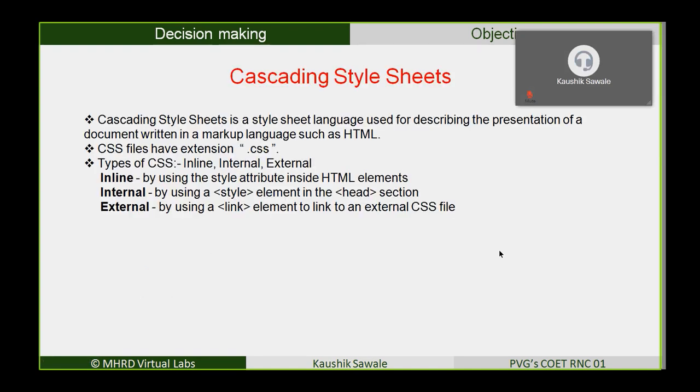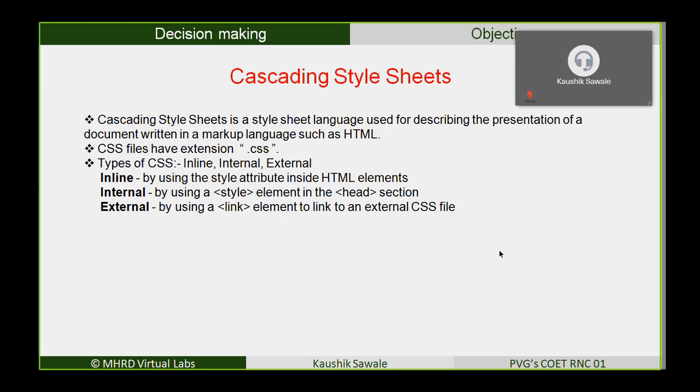So the next is cascading style sheets. Cascading style sheets is a style sheet language used for describing the presentation of a document written in a markup language such as HTML. So basically, the styling part, or the decoration you want to do to your web page, is done using cascading style sheets. The CSS files, if we create one, have the extension .css.